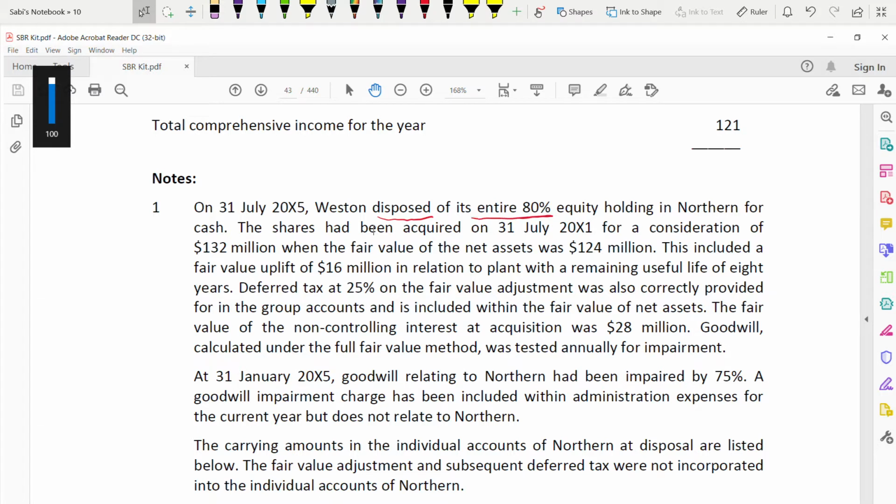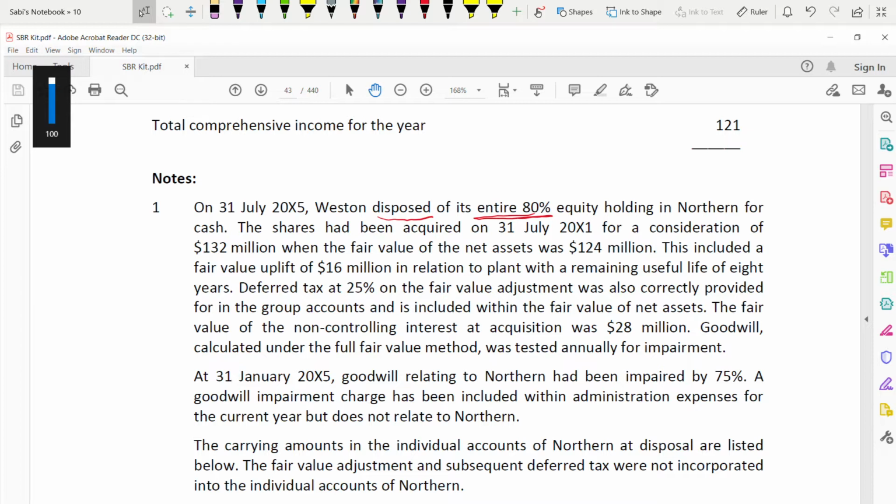Entire 80% means he was holding 80%. He was a subsidiary before the disposal. Entirely he sold. Entirely 80% is complete. 100% has been sold. Nothing is remaining. You cannot even say after disposal it is still a subsidiary or it became an associate. No, entirely it is sold.